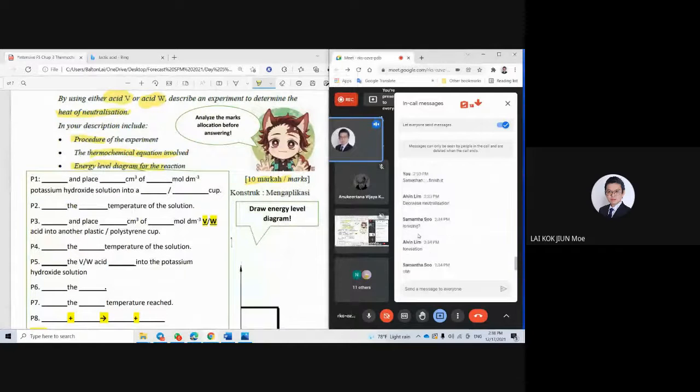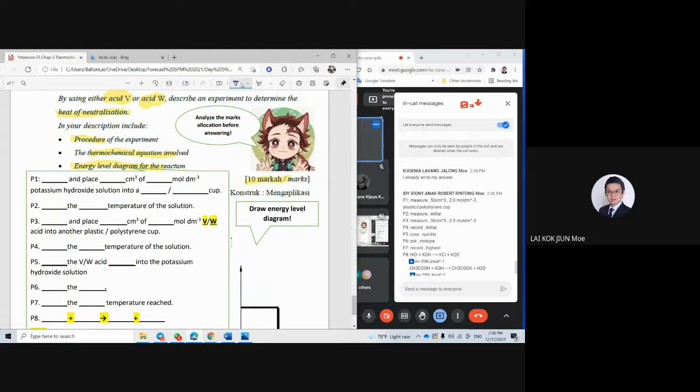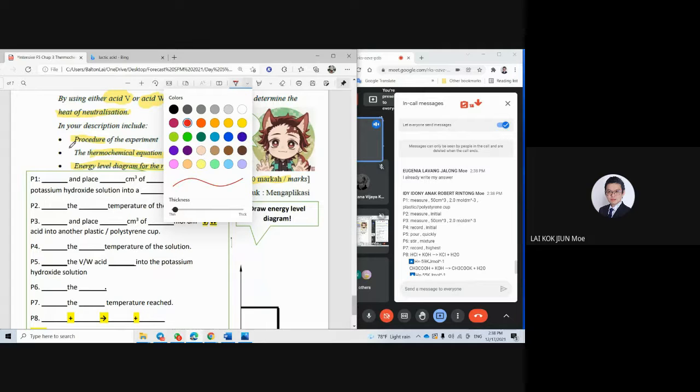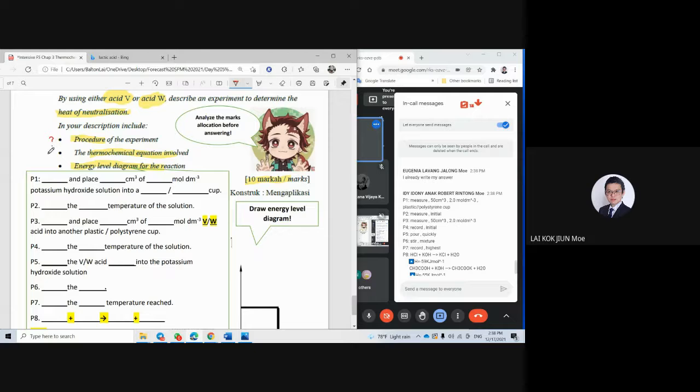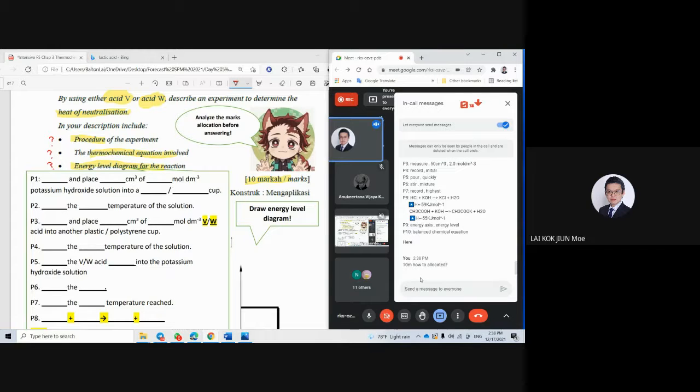Eugenia already wrote your answer. Eugenia, you can repost. Oh, very good, Eugenia. Very good. Very good. So you see, 10 marks. So every time you do this, Eugenia, how many marks for procedure do you think? Procedures allocate how many marks? Equation, how many marks? Energy level diagram, how many marks? So before you start, you spend a little time only, but organize your answer nicely so that 10 marks will be in your pocket. How to allocate. So every time you have a good habit, analyze the question first before you start.